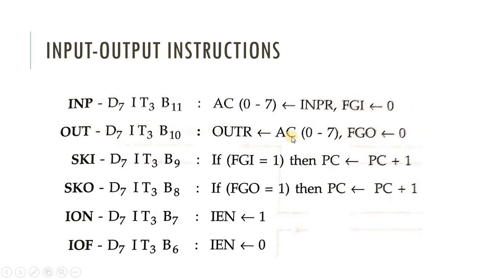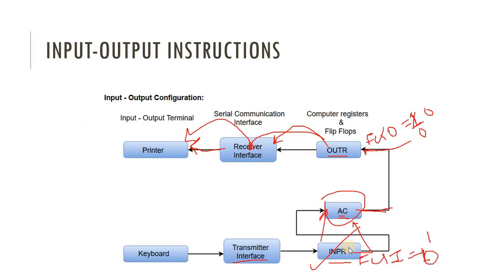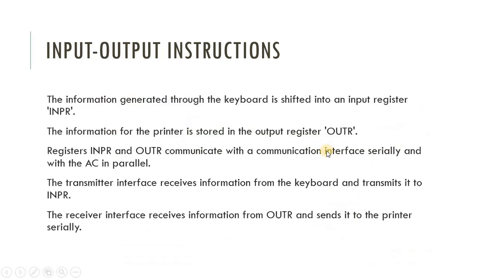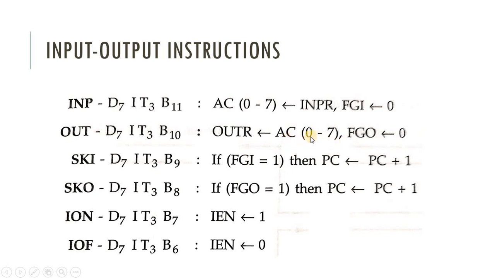Then after, we'll transfer the data from the accumulator to the output register. Here the 7 bits of the accumulator will be transferred to the output register. Initially the FGO flag will be 1, but after transmission of data we need to change the FGO flag from 1 to 0. So here FGO arrow 0. So these are the two statements.